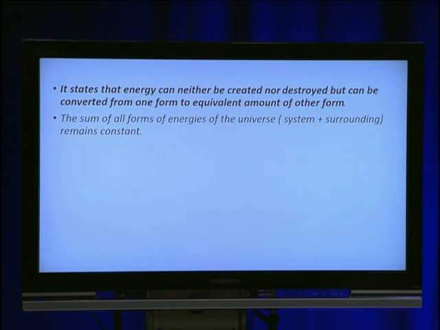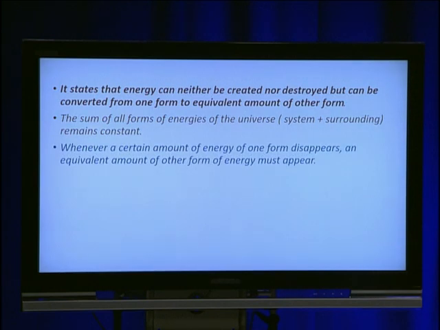It also says that the sum of all forms of energy of the universe, the energy of the whole universe, is always constant. That means in the universe we have the system and the surroundings. If we total up the energy of the system and the surroundings, that total energy is always constant. Whenever a certain amount of energy of one form disappears, an equivalent amount of another form of energy must appear. So, if one form of energy disappears, there should be energy reappearing in another form on the other side. There is no destruction and no creation of energy.